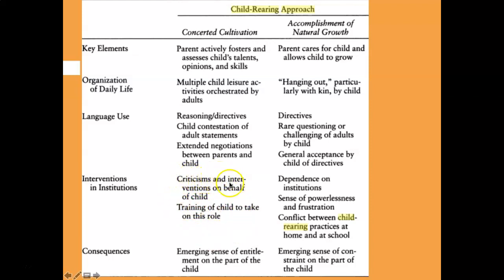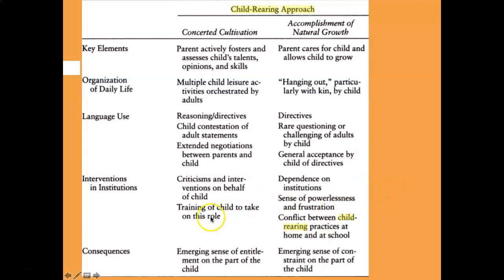So they might hire someone like an outside evaluator, and they'll do that in order to make the case that their child should be, say, enrolled in the gifted and talented program, even if they don't meet the formal criteria or they're on the borderline. And the consequence of this is that kids with a concerted cultivation background have a sense of entitlement, in that they think that institutions should accommodate them and their needs. With the accomplishment of natural growth, they feel things as a kind of constraint, in that institutions do things, and if they do things that you don't like or you don't agree with, too bad, you just go with it. You're not going to try to actively intervene or push back against institutional decisions.